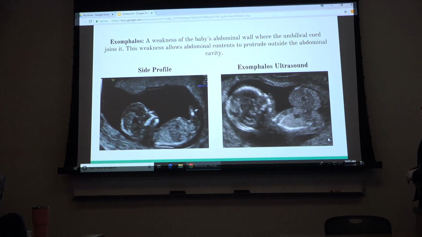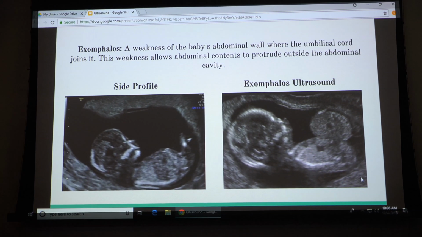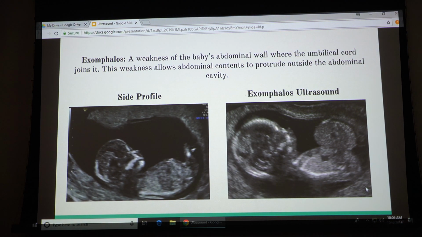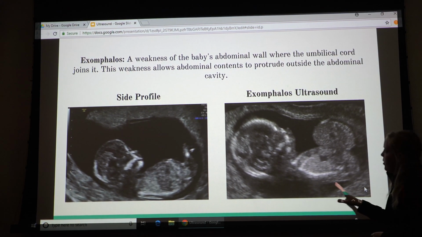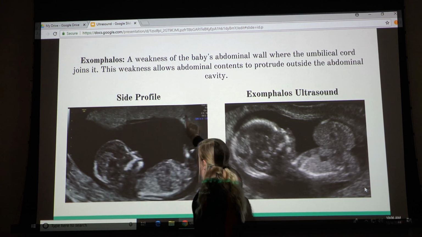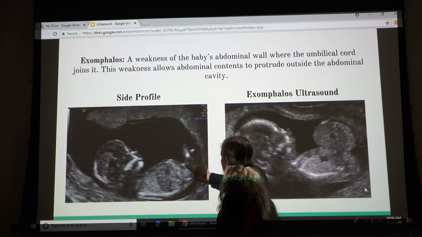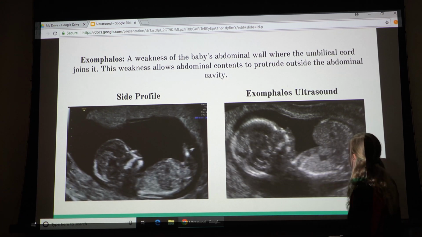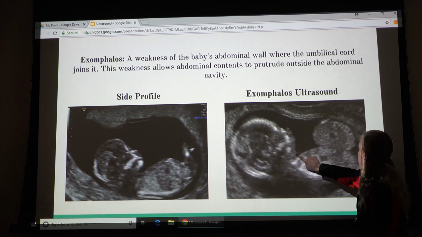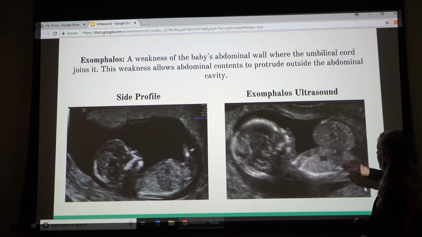And last is exomphallos, which is a weakness of the baby's abdominal wall where the umbilical cord joins it. This weakness allows abdominal contents to protrude outside the abdominal cavity. So here's a side profile, again with the gestational sac outline and the fetus, and you can see a clear head and then a rise where the stomach is and the legs. And on this side, we have the gestational sac outline, the head, and then a rise in the stomach, but you can see this large protrusion in the abdomen.